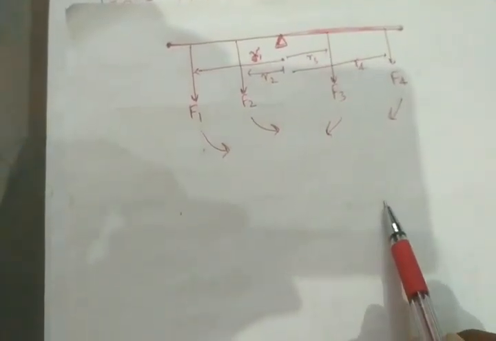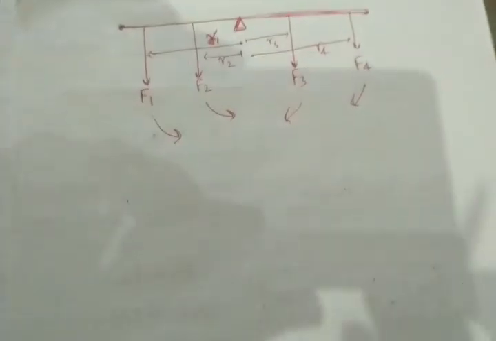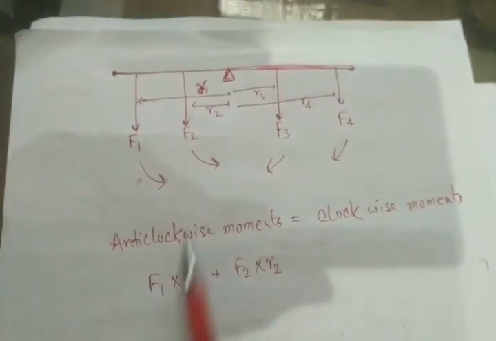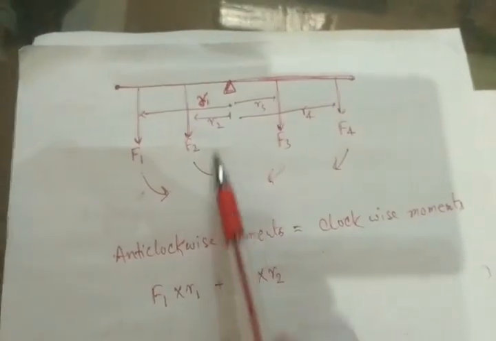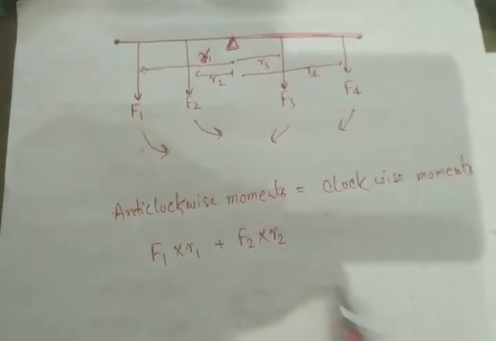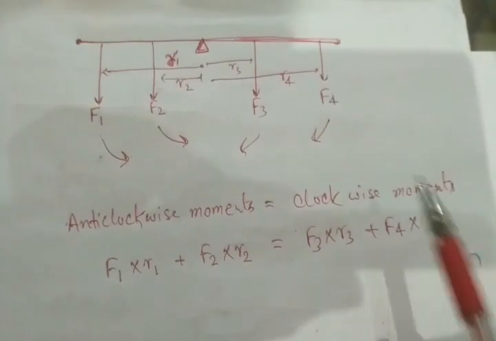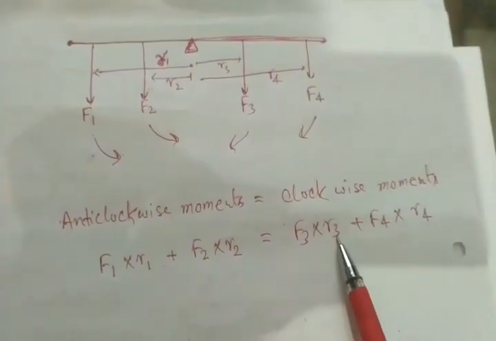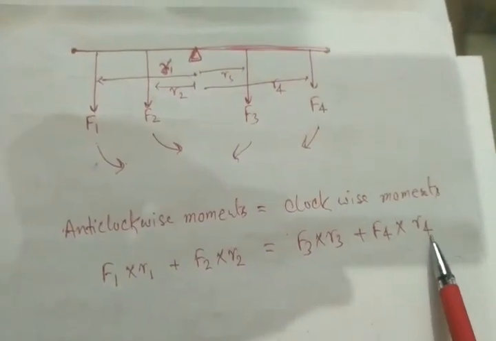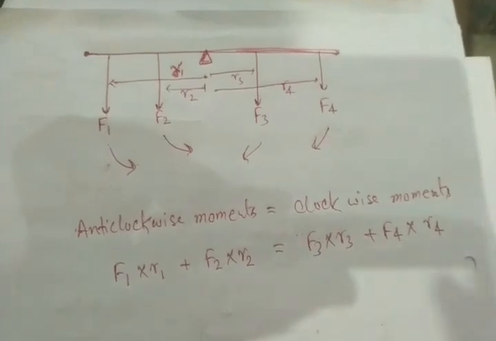So what will be the equation? The clockwise moments are equal to the anti-clockwise moments. Let's write that. Here the anti-clockwise moments are F1 into R1 plus F2 into R2, and the clockwise moments are F3 into R3 plus F4 into R4. In these cases, the body was balanced exactly at the middle.